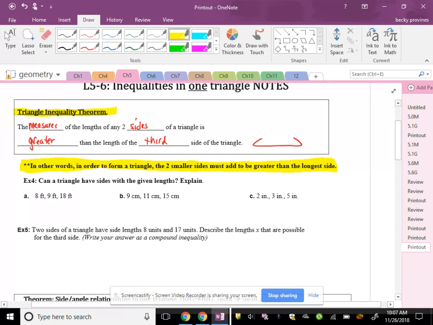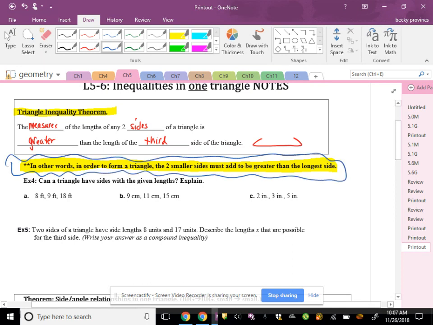So here's my easy way of saying this. In other words, to form a triangle, the two smaller sides must be greater than the third side. I would circle or highlight this part right here because this is putting it in a very easy way that everyone can understand. So it's pretty easy. It has to be greater. Now, not greater than or equal. It has to be greater.